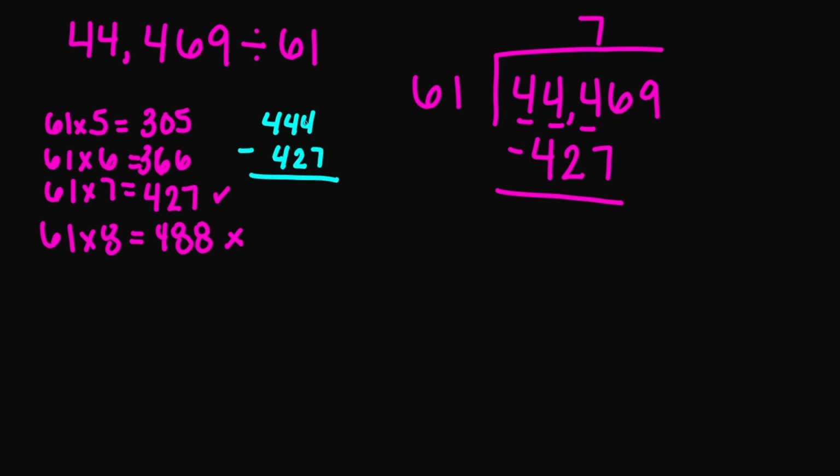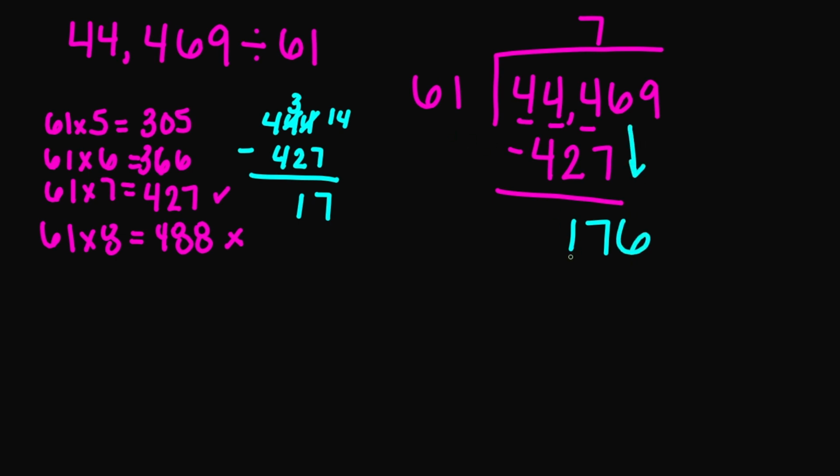4 minus 7, can't do that. I'm going to borrow. This becomes a 3. This now becomes a 14. 14 minus 7 is 7. And then 3 minus 2 is 1. And then 4 minus 4 is going to be 0. Okay? So 444 minus 427 is going to be 17. Now we're going to bring down the 6.